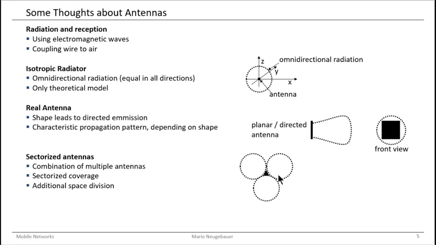What we actually do here is that we introduce an additional space division. So in the later slides, we will see that we use space division as one multiple access scheme to get more users in the area. And here, the sectorization leads to even more space division. Not only an antenna here in the center emits in all directions, but there are three different planar antennas, which sectorize the covered area.